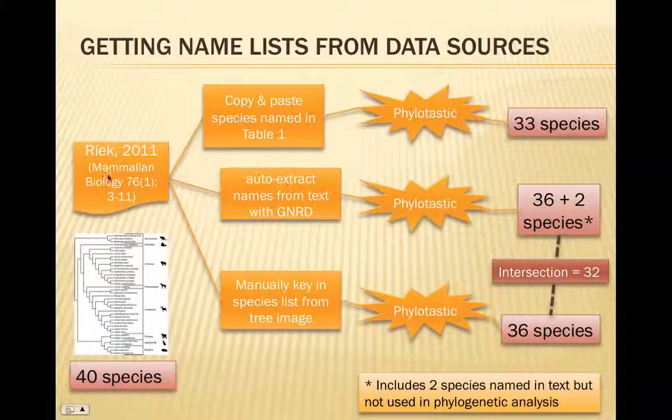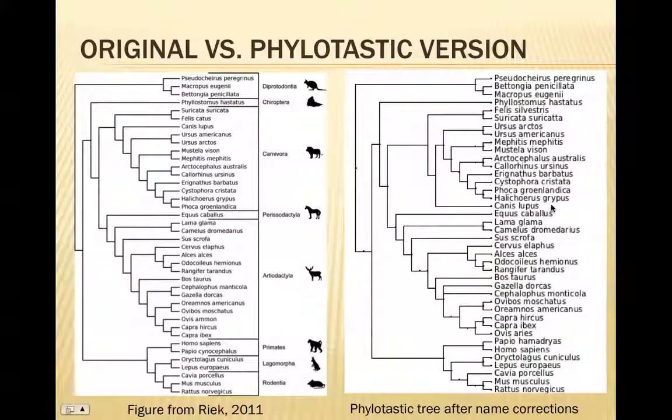If I go to the data table of this study and copy and paste names out of the first column into a list and run Phylotastic, I get a tree with 33 species. If I go to this tree image, read the names by eye, manually key them into a list and run Phylotastic, I'll get a tree of 36 species, not the same as this set of 36 species. And that's in spite of the fact that I know I can get a tree that has all 40 species using that Phylotastic script if I just give it the right set of names.